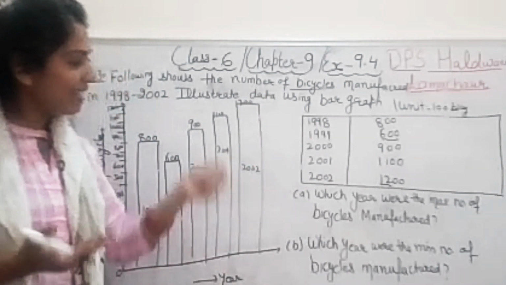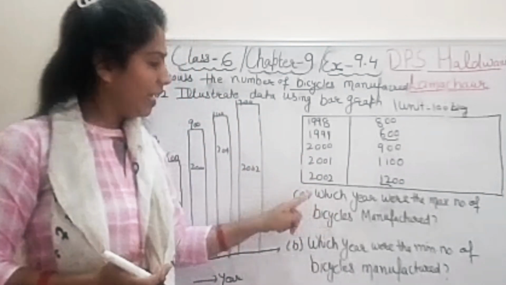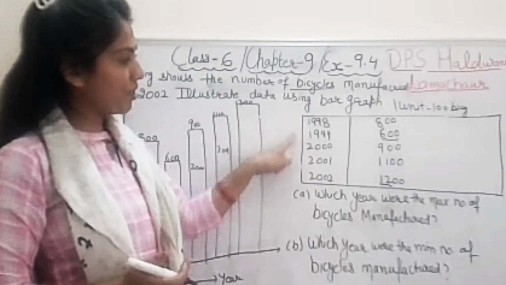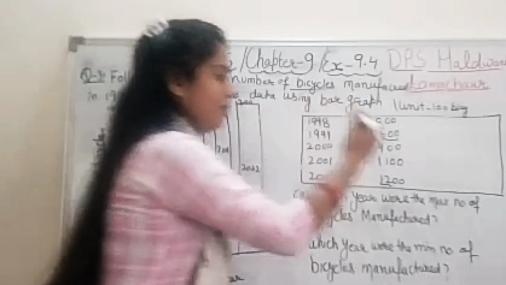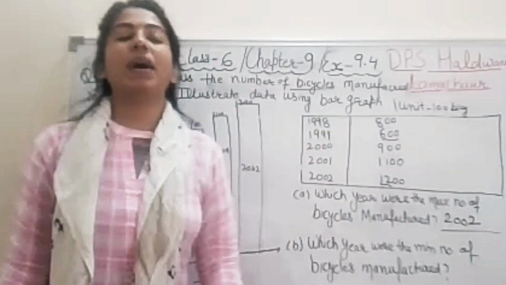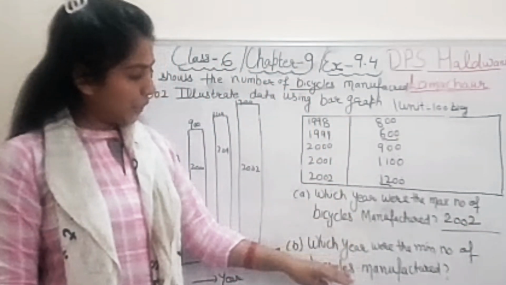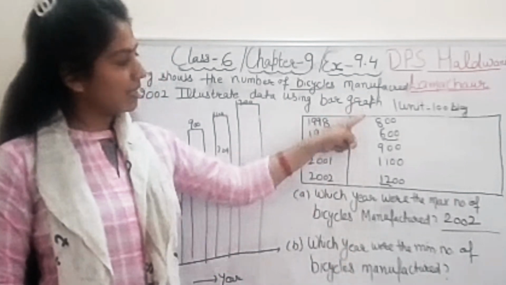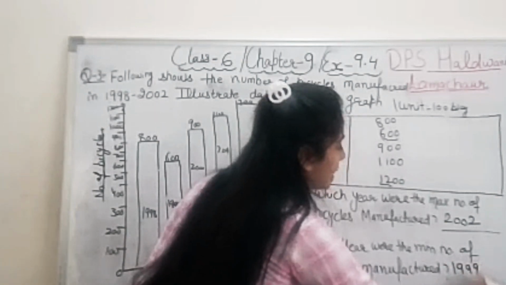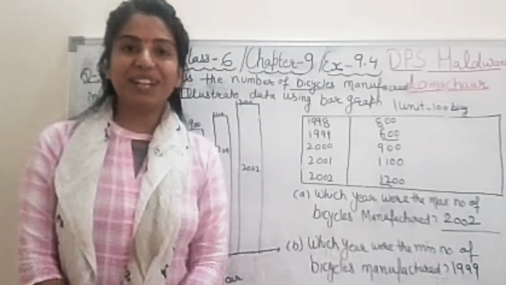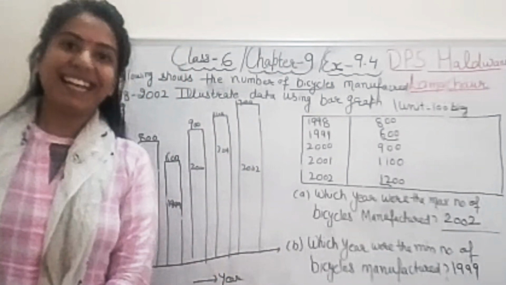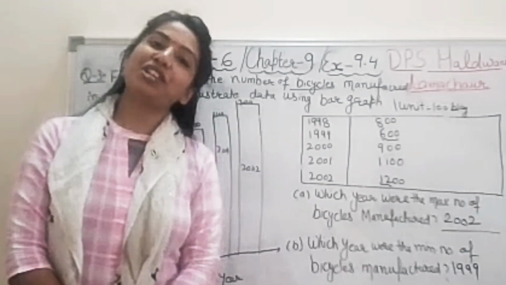Very simple, right? Now coming to the question. Which year was the maximum number of bicycles manufactured? Which year, student? 2002. So you will write: in the year 2002 the maximum number of bicycles was manufactured. In which year was the minimum number of bicycles manufactured? Minimum is 600. So that is 1999. That's it, student. I hope you understood how to make a bar graph. It's very simple, right? So this was about question number 3.